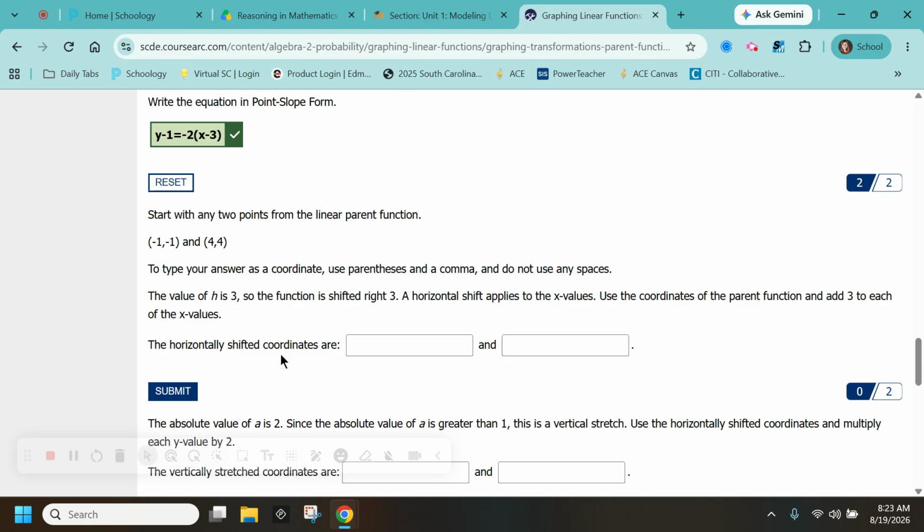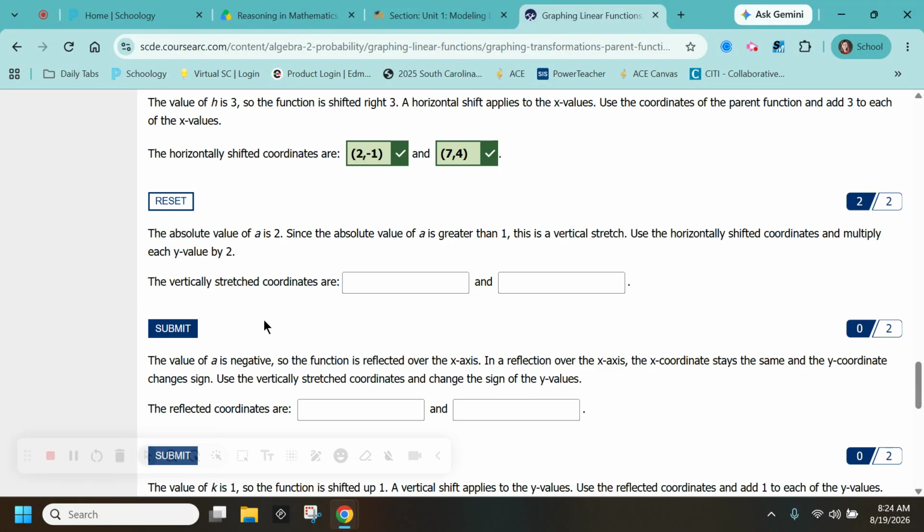Start with any 2 points from the linear parent function. Again, you can check this with your graph, but we are going to start with -1, -1, and 4, 4, and use our transformation. So we know that the value of h is 3, so the function is shifted to the right 3. So we're going to use the coordinates of the parent function and add 3 to each of the x values. So -1 plus 3 is a +2. And we'll bring down the y values. Same thing for the second point. We're going to add 3 to the x value, so 4 plus 3 is 7, and we'll bring down the y value.